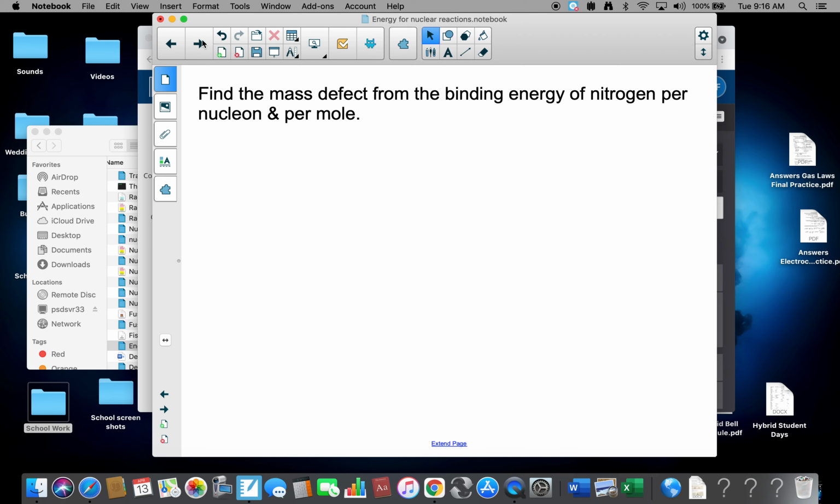Find the mass defect from the binding energy of nitrogen per nucleon and per mole.